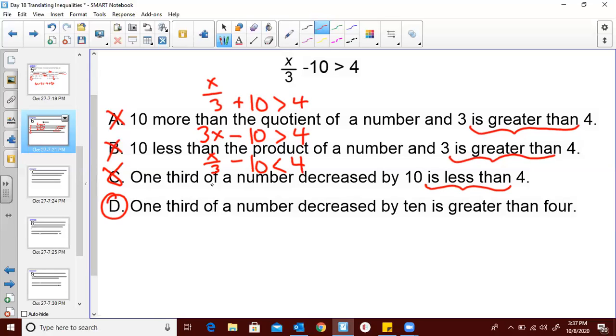So 1/3 of a number, we just talked about that. Decrease, which is subtract by 10, is greater than 4. All right, and we can see that that matches.